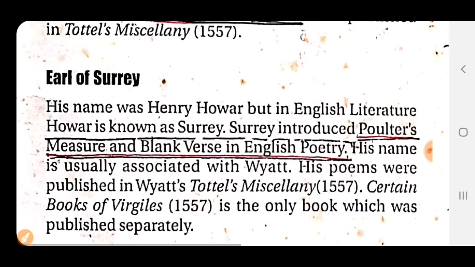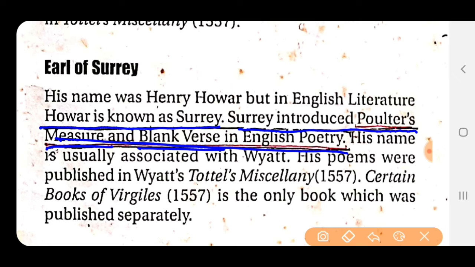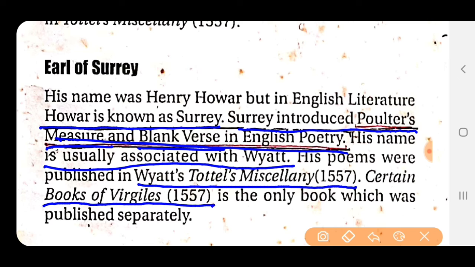Earl of Surrey is next. His name was Henry Howard, but in English literature Howard is known as Surrey. Surrey introduced poulter's measure and blank verse in English poetry. His name is usually associated with Wyatt. His poems were published in Tottel's Miscellany. Certain Books of Virgil's Aeneid is the only book which was published separately.